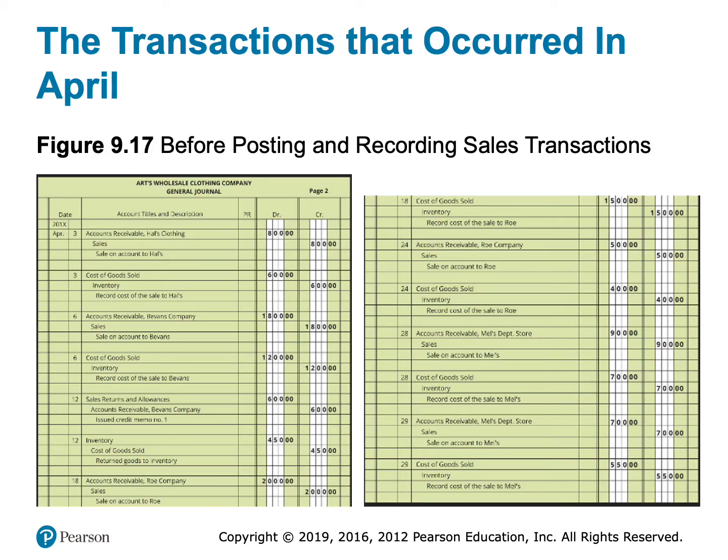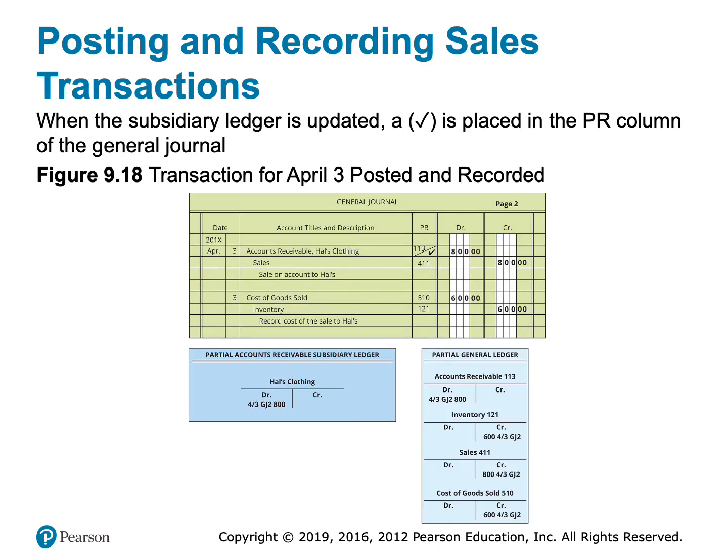So here are our journal entries that we made before posting. I can see my accounts receivable, sales to Hal's company, and then I debited cost of goods sold, credit inventory, and then there's a debit to accounts receivable, credit sales, and a debit to cost of goods sold, credit inventory for Bevan's company. I've got my sales return, debit sales return, credit accounts receivable for Bevan's company, debit inventory, credit cost of goods sold. I've got my entries for Roe and my entries for Mel's department store. So these are all of the correct entries for those transactions we looked at earlier. And now I'm going to post them.